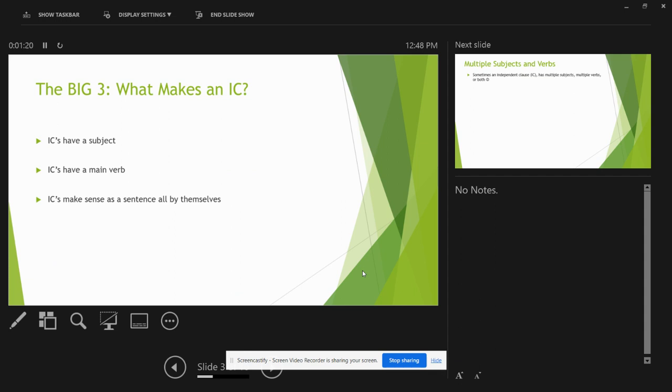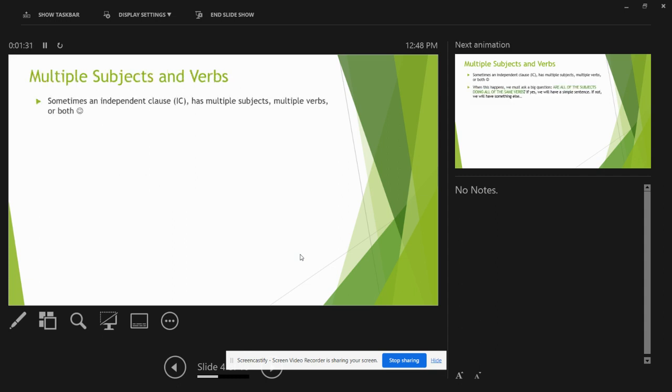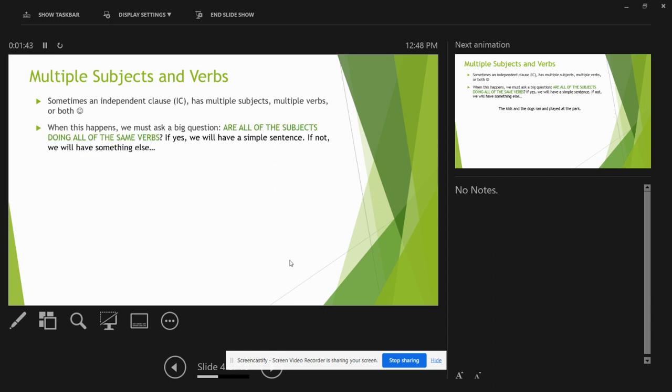Okay, what makes an independent clause? So to review, independent clauses have a subject, they have a main verb, and they make sense as sentences on their own. Now, what if you have multiple subjects and multiple verbs? Sometimes an independent clause can have multiple subjects, multiple verbs, or even both. When this happens, we have to ask a big question. Are all of the subjects doing all of the same verbs? If yes, we will have what's called a simple sentence. If not, we're going to have something else. Okay, so remember that term, simple sentence.